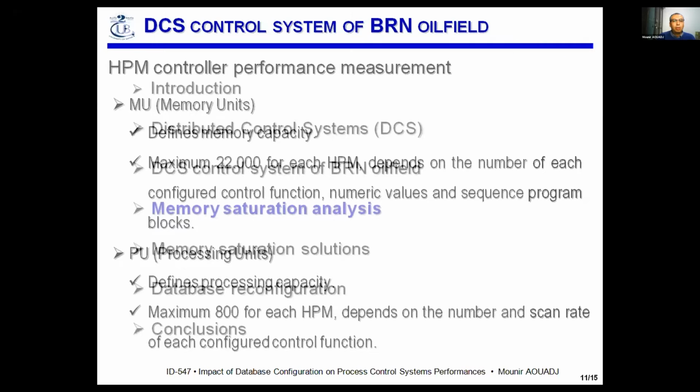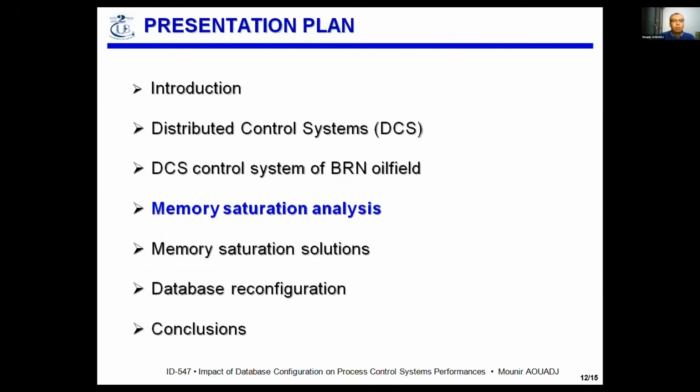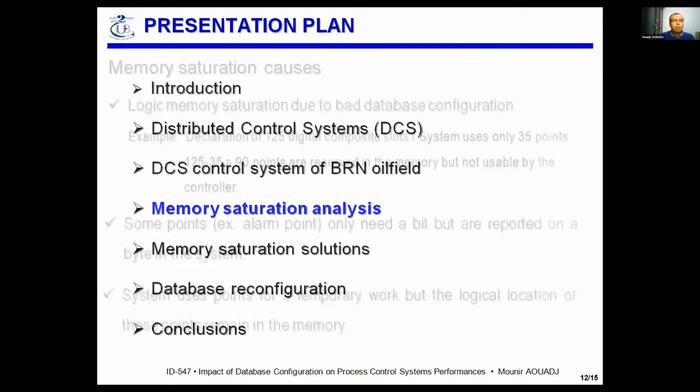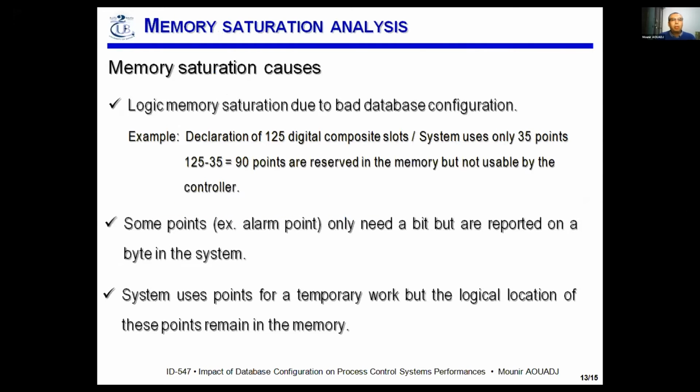Let's see now how we deal with the memory saturation analysis of this system. What are first the memory saturation causes? After this case study done on this DCS, we have made an in-depth study on this system, and we have identified main important problems that are affecting its operation performance. The most important problem that is affecting control system performances and the overall process operation is the problem of memory saturation.